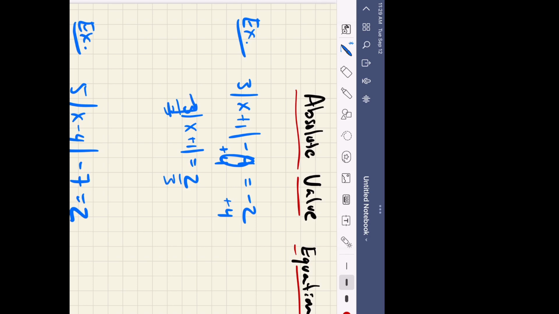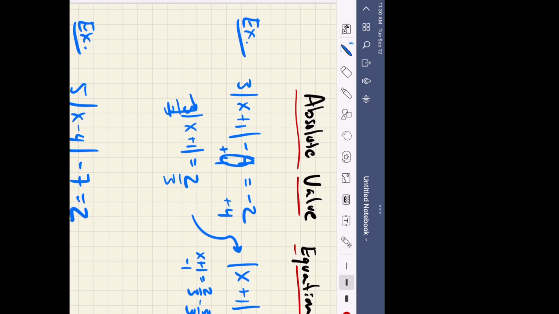So now I'm going to come up here and do my work. I have absolute value of x plus 1 equals 2/3. Right? So here's what I know. Just like before, we said what's in the absolute value bars could be the negative or positive version of this 2/3. So now I'm going to set up x plus 1 equals 2/3 and x plus 1 equals negative 2/3. Okay? So I'm going to subtract 1 each time.